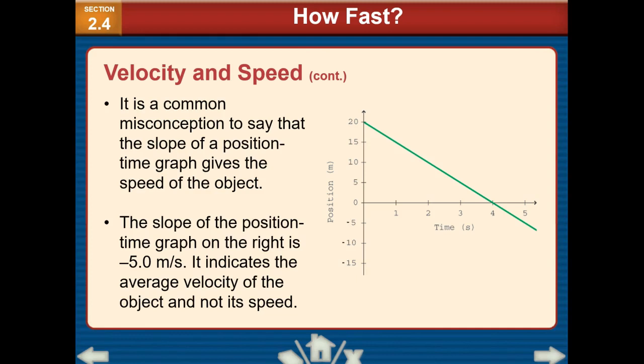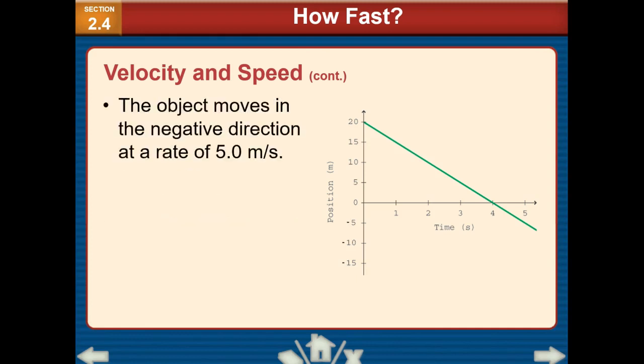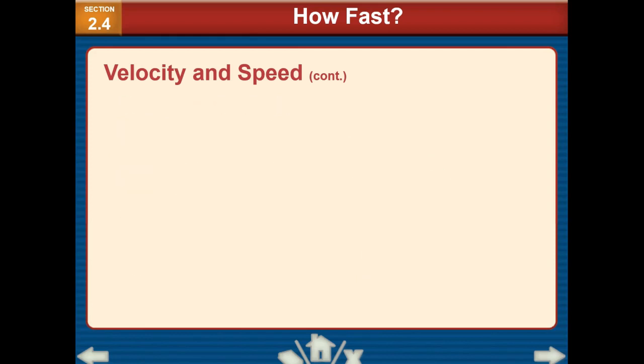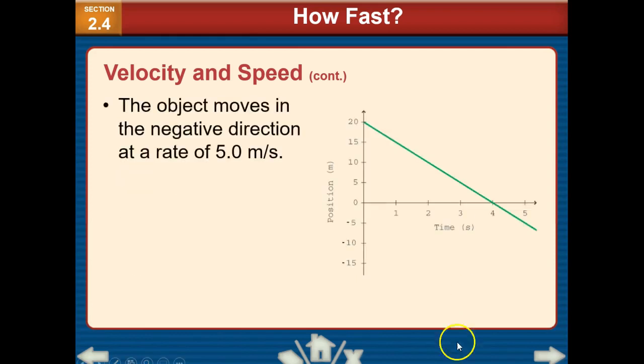Okay, the speed is just a number. The speed is just 5 meters per second. The velocity has magnitude and direction. Okay. So yes, it says that the object moves in a negative direction at a rate of 5 meters per second. That's huge. The negative direction. So magnitude and direction, vector quantity.